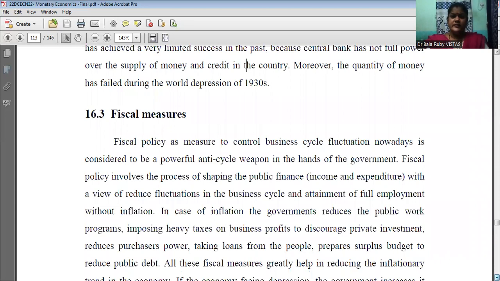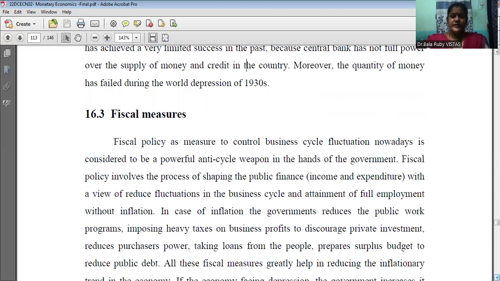Now, let us concentrate on the fiscal measure. The fiscal policy as a measure to control business cycle fluctuation. Nowadays, it is considered to be a powerful anti-cycle weapon in the hands of the government. Fiscal policy involves the process of shaping the public finance, that is income and expenditure, with a view to reduce fluctuations in the business cycle and attain full employment without inflation.